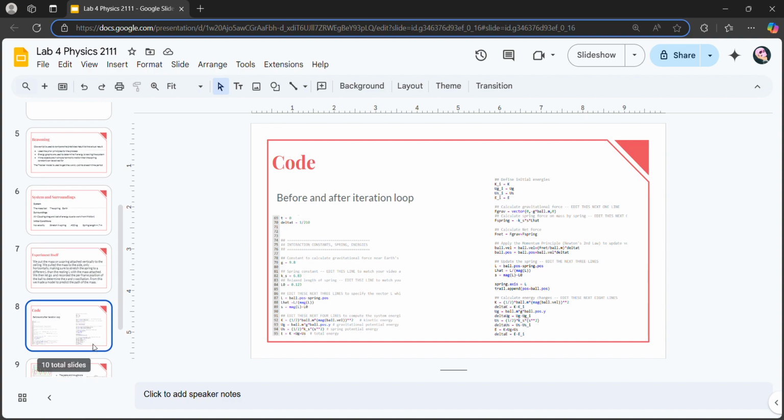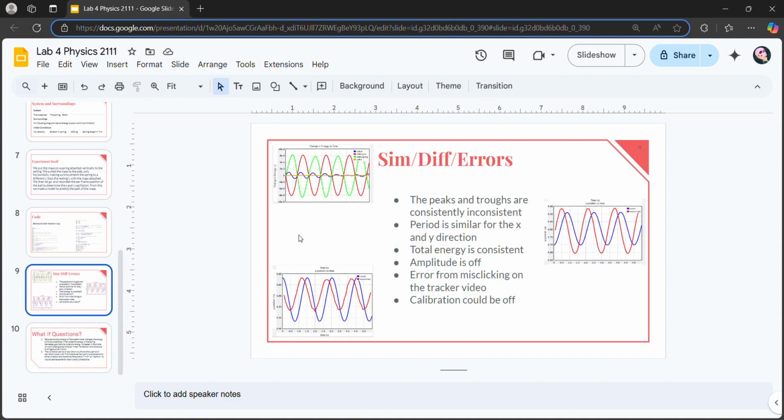Here are the results. So this was our change in energy graph. You can see that the orange line, being the change in energy, shows that there is no change, where the green is the potential energy of the spring, the red is the potential energy of the gravity, and then the blue is the change. This is our x position oscillation and our y position oscillation, the red being the actual experiment, and then the blue being the computational model experiment.